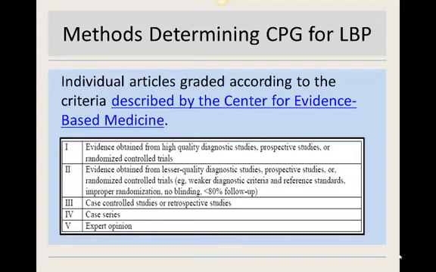Level 2 was evidence obtained from a lesser quality study. They could be randomized controlled trials, but were maybe a little bit weaker in their standards, such as their randomization or blinding. The third was case control studies or retrospective studies. Fourth would then be a case series, and then 5 would be expert opinion. That was how each individual article was graded by the panel of experts.